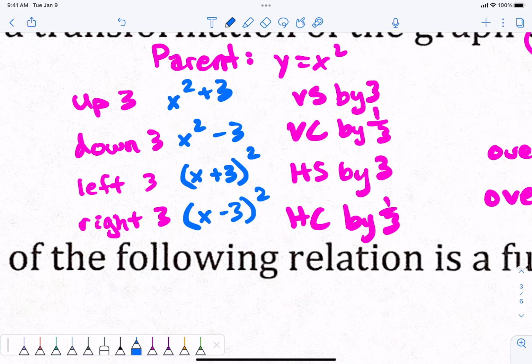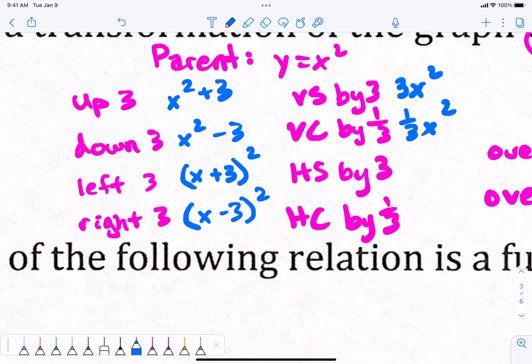If you're vertically stretching by 3, it's 3x squared. It's just taking it times 3. Vertical compression by 1/3: 1/3 times x squared. Okay. Horizontal stretch.